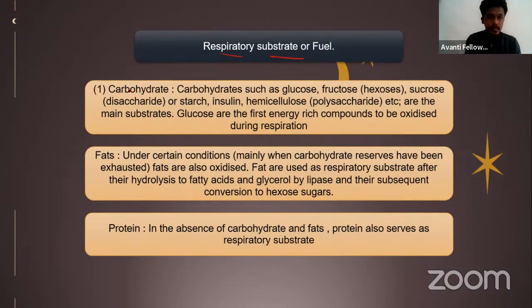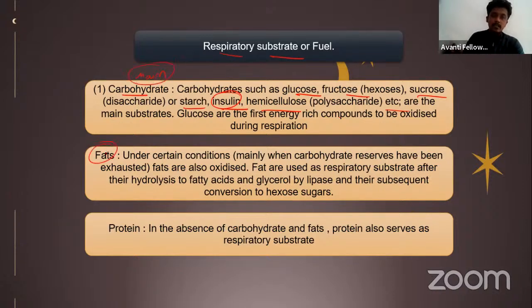So among carbohydrates, for example, we can use glucose, fructose, sucrose, starch, inulin, hemicellulose, etc. Inulin is not a sugar, but it is a carbohydrate. The rest of them are all main substrates which organisms use for oxidation during respiration. This is the main and immediate source of energy.